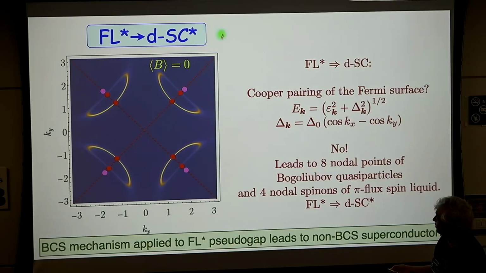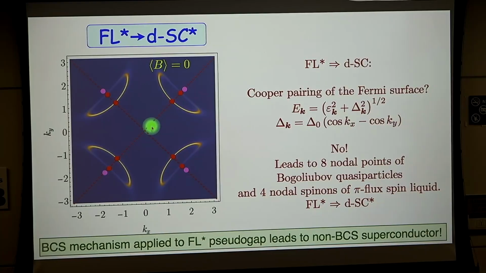And so now this is where the gap vanishes. The gap delta K vanishes along these dashed red lines, there and there. And therefore, since these are pockets in simplest theory, I have 8 nodal points. The red dots are the nodal points of the D-wave superconductor. And I also have 4 spinons.